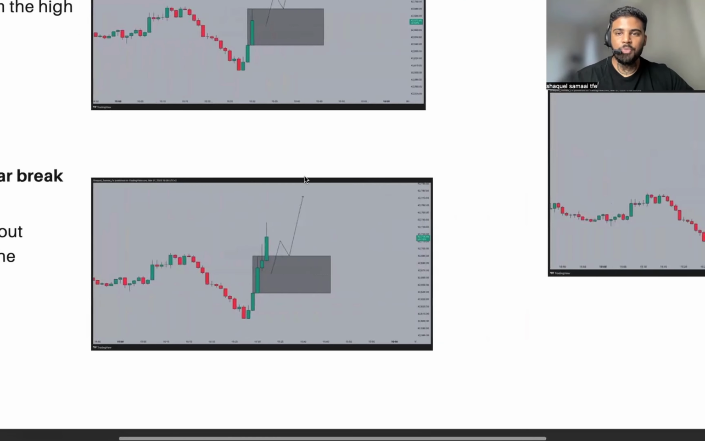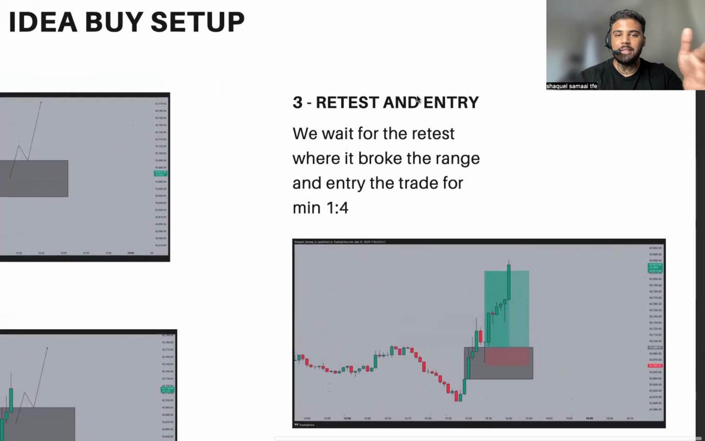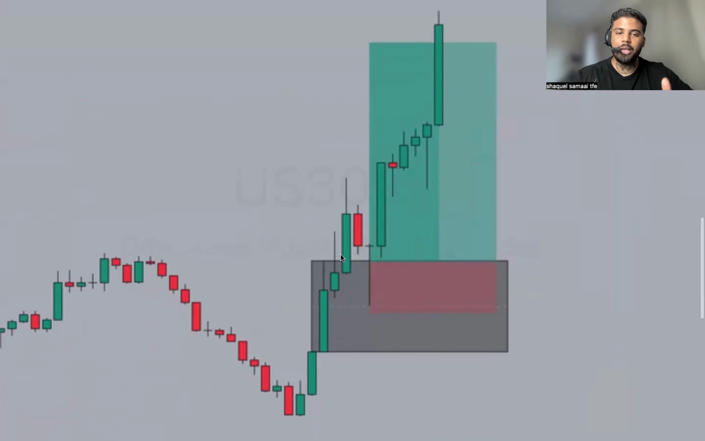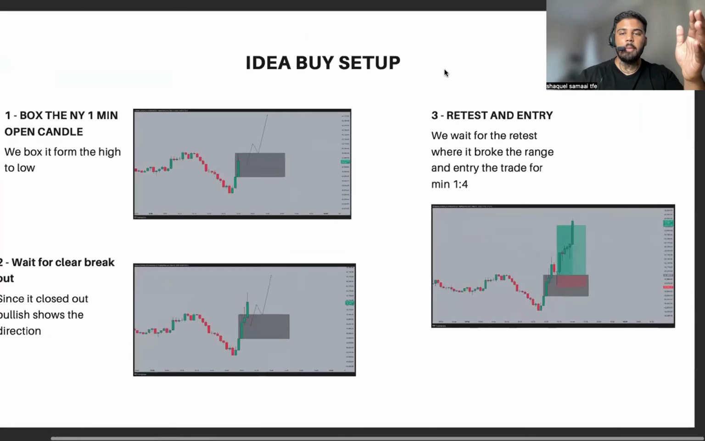outside the box. The next step is to wait for a retest and entry, guys. A retest and then you enter. So you wait for a retest when it breaks out of the range, and you enter for 1:3 or 1:4. As you can see right here, market breaks out, retest, you enter over here, stop right in the middle of the box, and you take it for 1:4. That is the ideal trade setup for a buy.